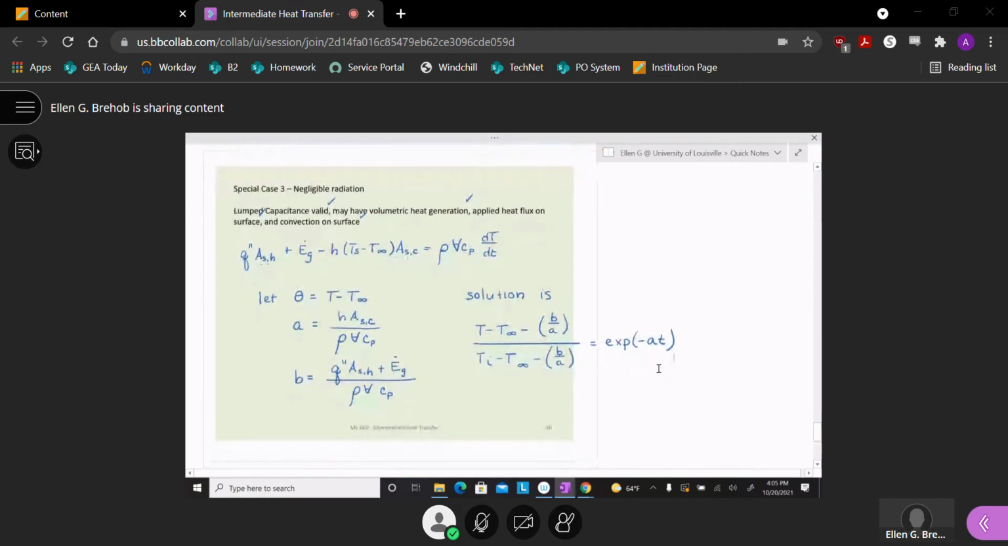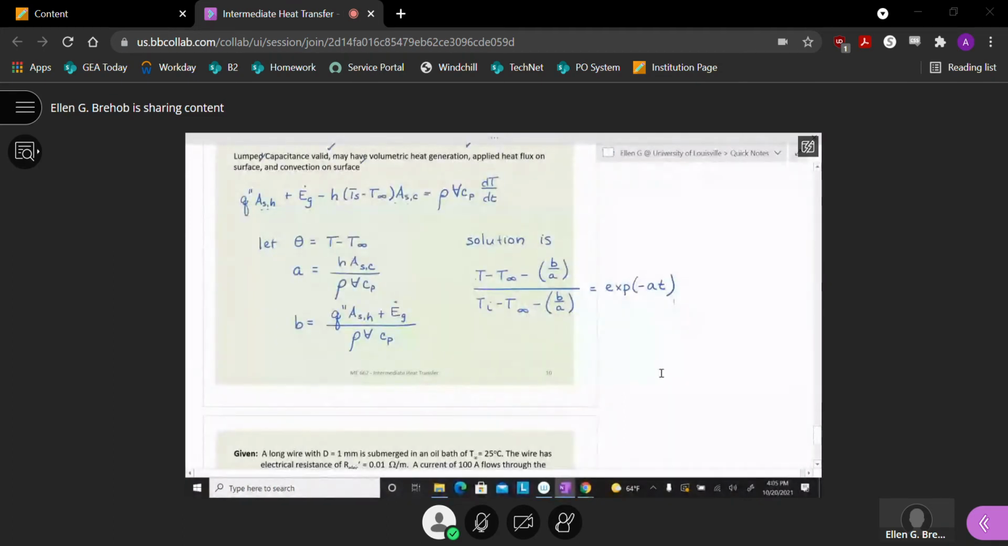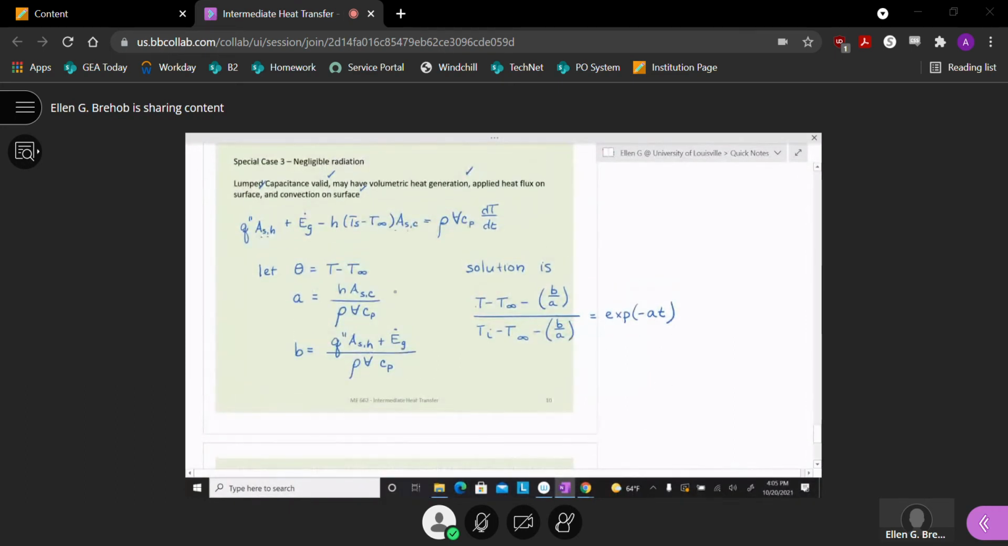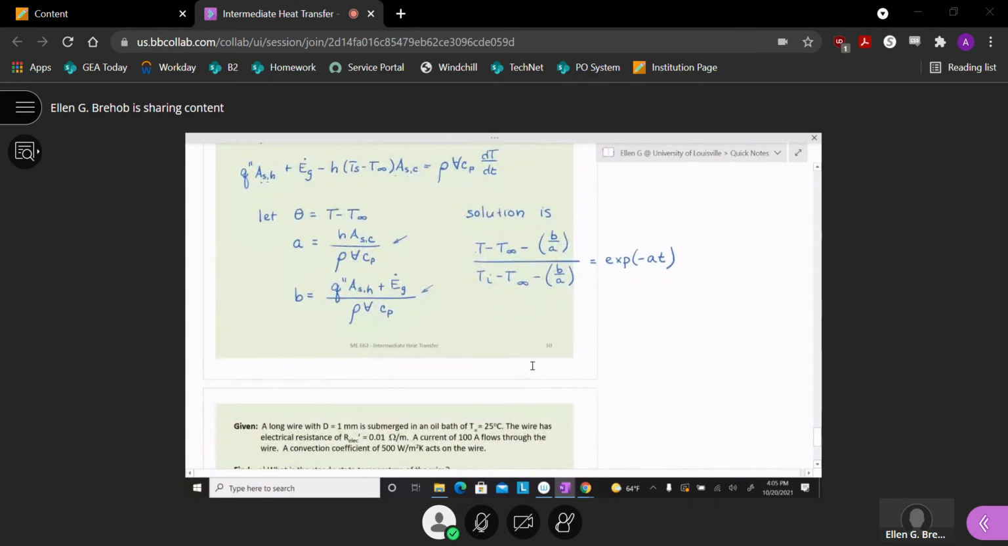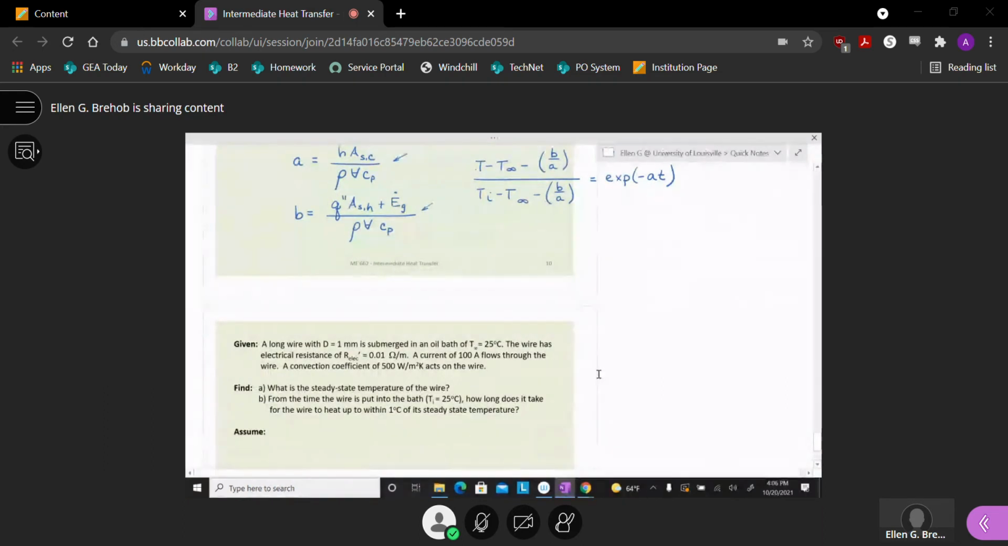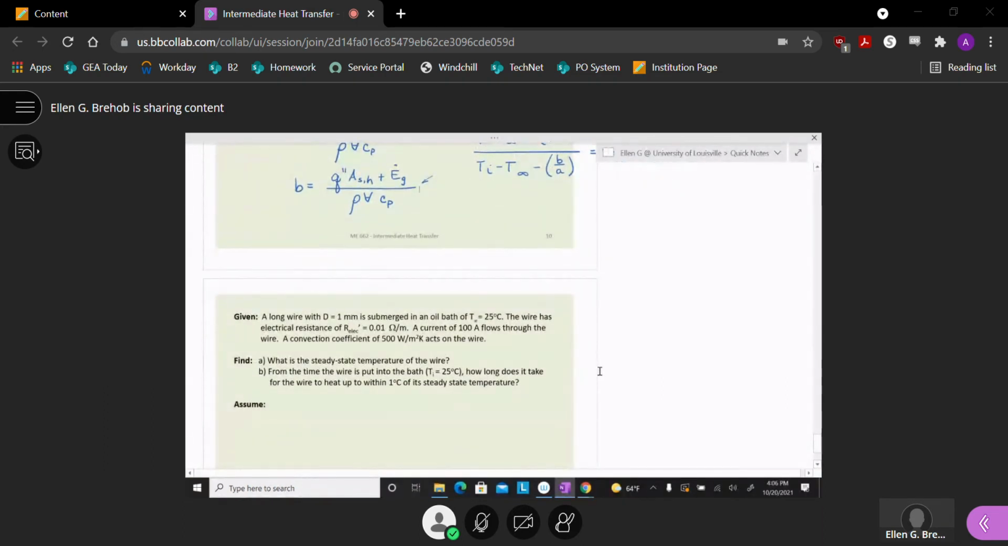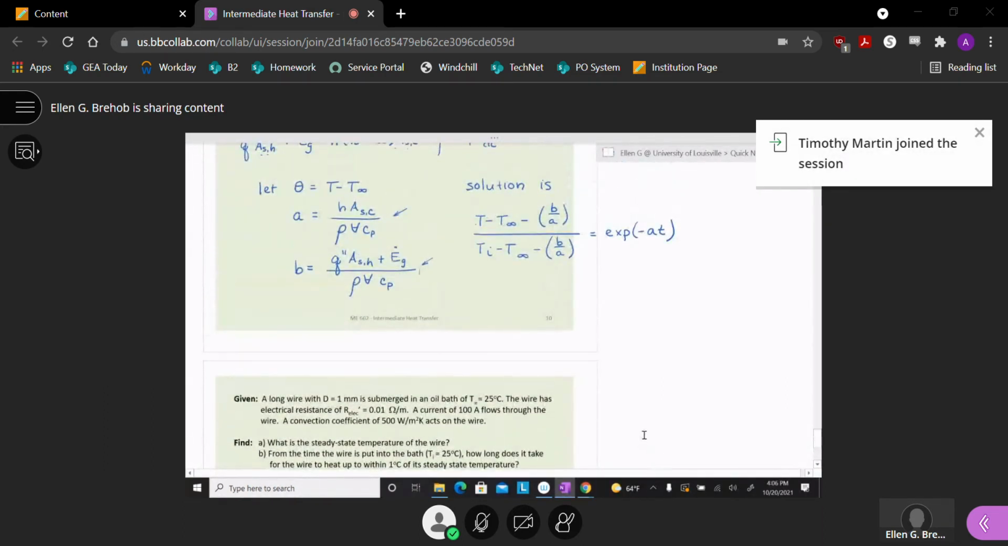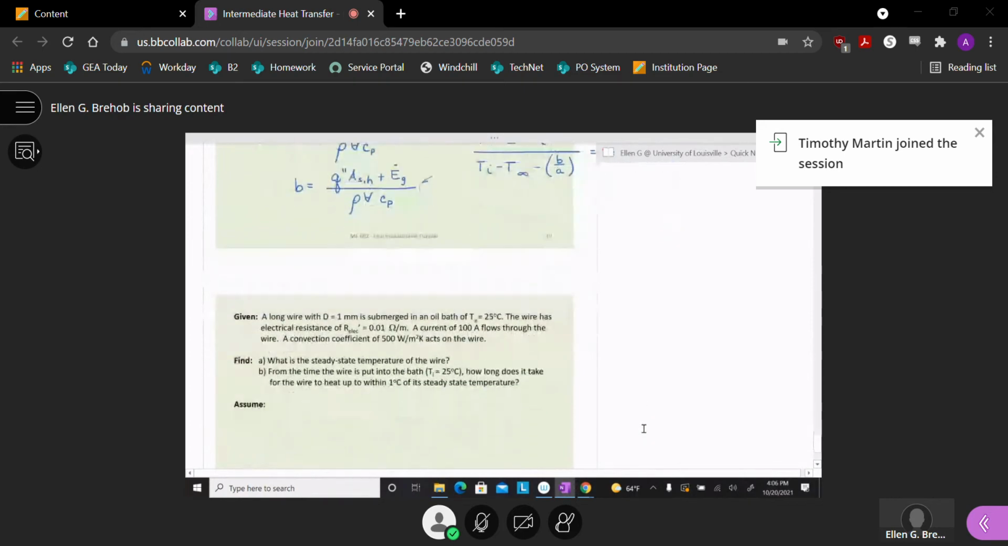If you look in the book, they show how this solution is developed, and it's not too tricky. I would say the biggest thing is you had to have a little bit of insight to think about setting up these parameters A and B to be able to come up with this solution. All right, this isn't super exciting because you would know how to apply this, but we're going to look at this problem that applies this solution.